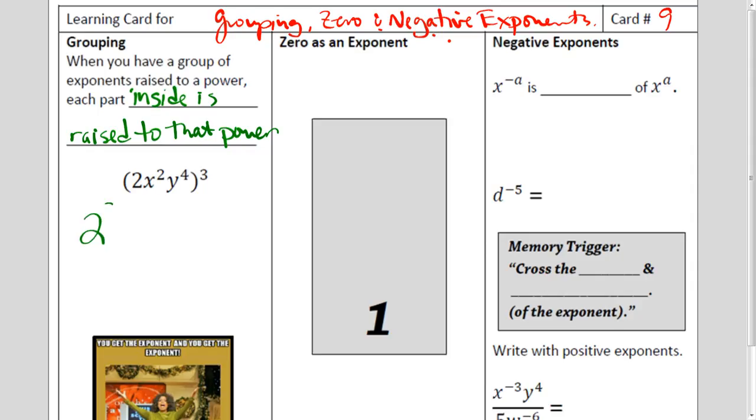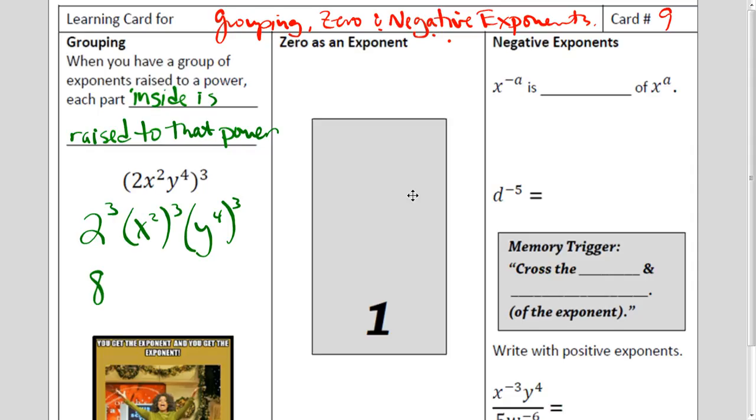So the 2 gets a third to go just to the third power. X squared gets raised to the third power. Y to the 4th gets raised to the third power. Just like Oprah's Christmas specials, where everybody gets a car. Everybody here gets an exponent. So this becomes 8.